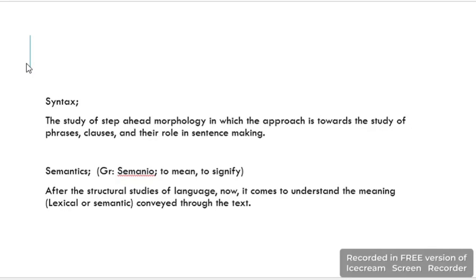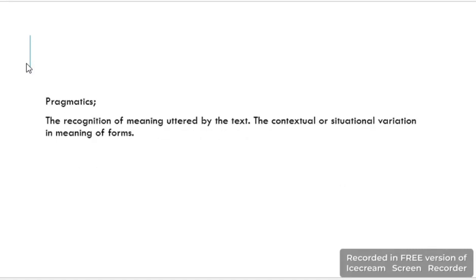Now, before semantics, these first three stages were about structural language analysis. Now comes semantics and pragmatics. These two are meaning-based approaches to language, because in semantics we study the lexical or semantic meaning of the message that we convey through our text, while in pragmatics we study the recognition of the meaning uttered by our text.